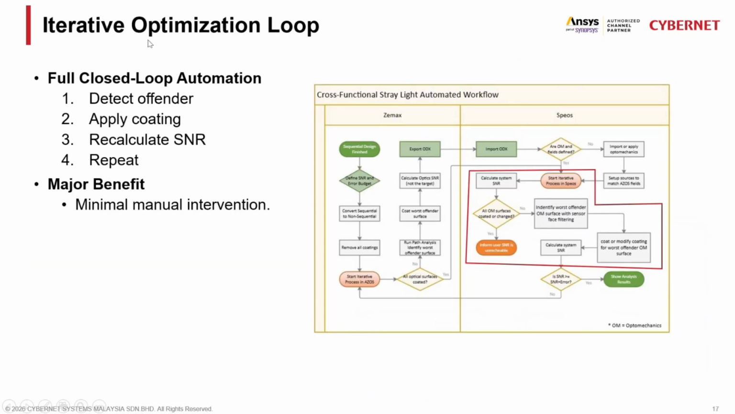So the iterative part will be the optimization loops. As you can see here, we have a red box circle. This is the iterative loop. The loop detects the offender, which is just now the buffer, and then applies the coating. After applying the coating, it will recalculate the SNR. It keeps repeating until the SNR reaches the target value. The major benefit of this automation is that it reduces the manual intervention in the workflow.